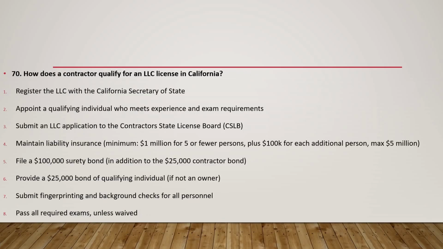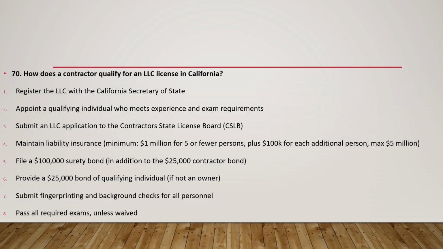70. How does a contractor qualify for an LLC license in California? 1. Register the LLC with the California Secretary of State. 2. Appoint a qualifying individual who meets experience and exam requirements. 3. Submit an LLC application to the Contractors State License Board, CSLB.